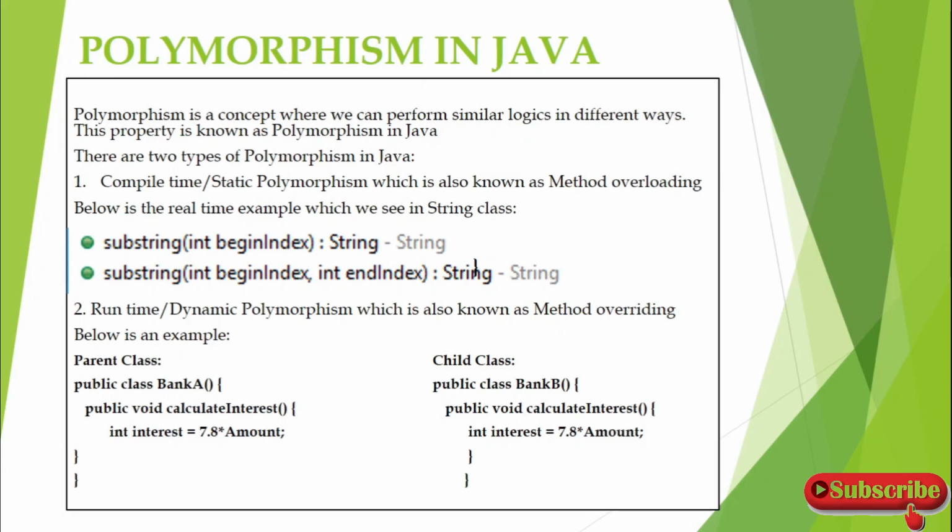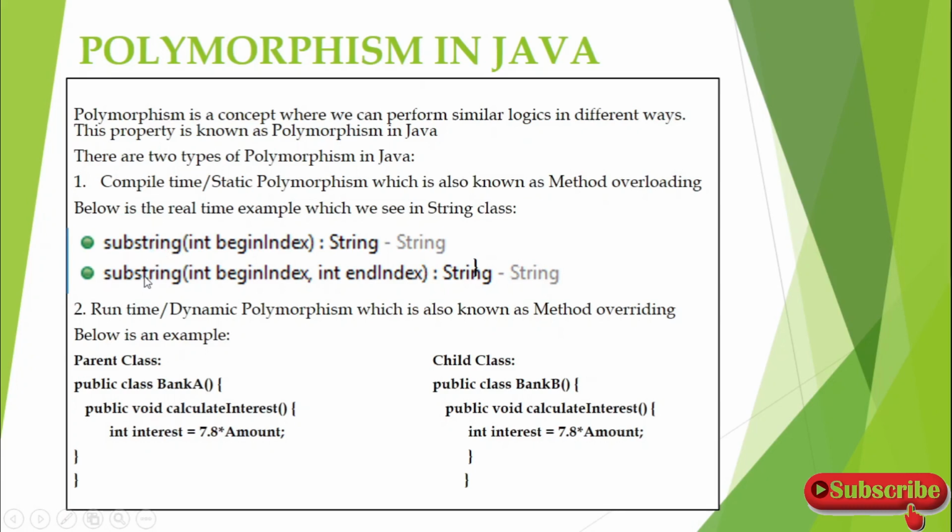There are two types. The first one is compile time or static polymorphism. This we also call method overloading. Below is a real-time example which we see in our String class. See, substring is the method name, and the arguments you can see vary. So this is called method overloading.